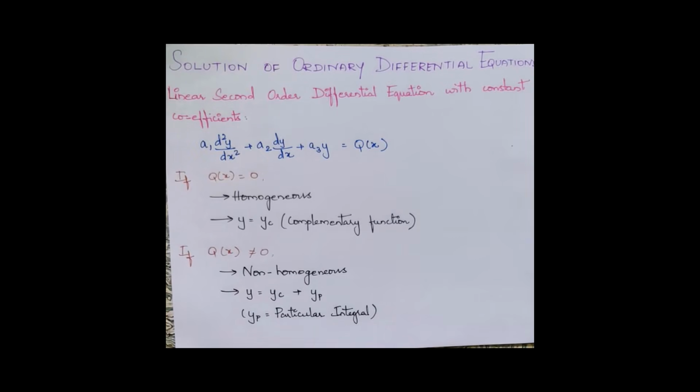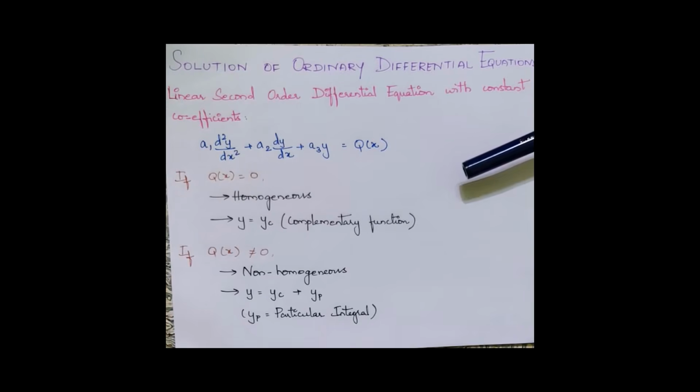A linear second order differential equation with constant coefficients is given by a1 times the second order derivative of y with respect to x, plus a2 times the first order derivative of y with respect to x, plus a3 y, which is equal to q of x. The highest order is 2 and its degree is 1. Hence this equation is called a linear second order differential equation with constant coefficients.